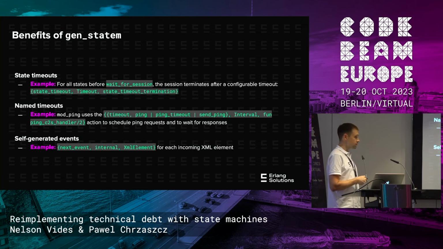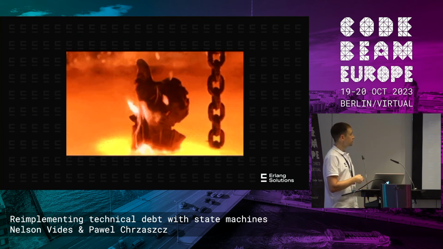And finally, for example, self-generated events. That means that when there is raw data on a socket, whenever we parse it to an XML element, we just generate a next event. That XML element will be handled next by the state machine. And I think that's it.